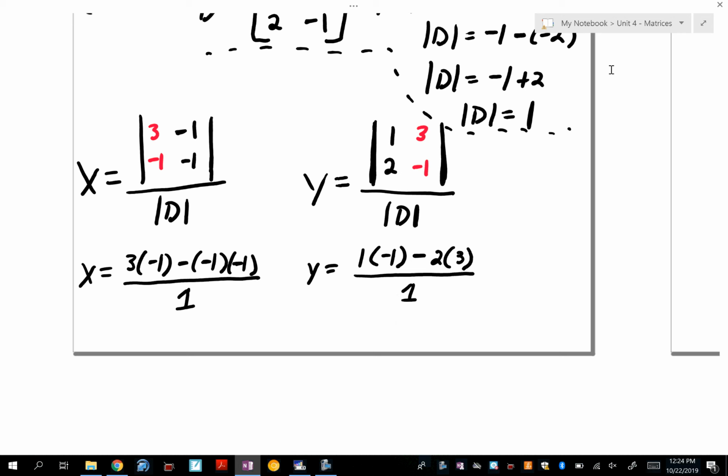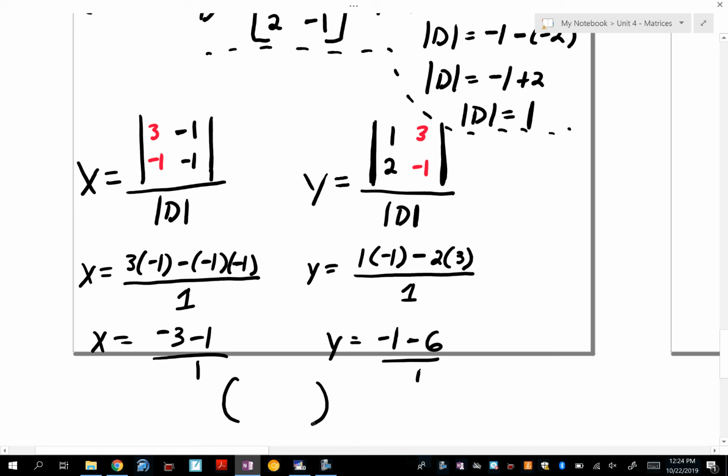Everybody good? Okay, so let's figure out what this is. That's going to be negative 3 minus 1 divided by 1, and negative 1 minus 6 divided by 1. So what is my answer going to be? Negative 4 and negative 7. There's my solution. It is a lot, right? That's one problem.